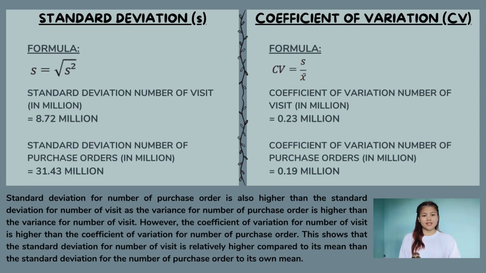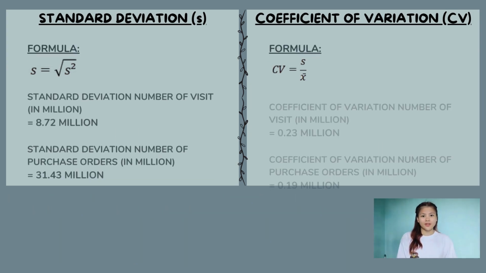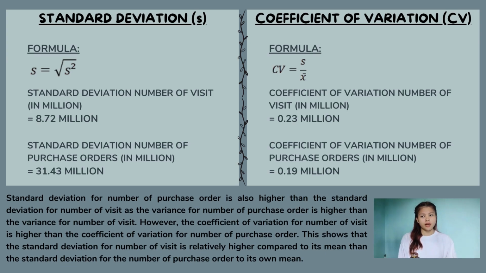Standard deviation is the square root of variance. Therefore, the standard deviation for number of visits is 8.72 million. Meanwhile, the standard deviation for number of purchase orders is 51.43 million. Last but not least, the coefficient of variation, where the standard deviation is divided by the mean. The coefficient of variation for number of visits is 0.23 million. Meanwhile, the coefficient of variation for number of purchase orders is 0.19 million.